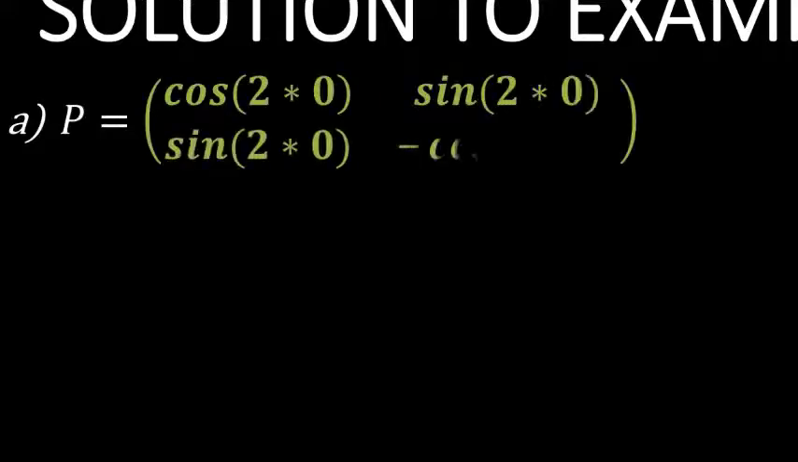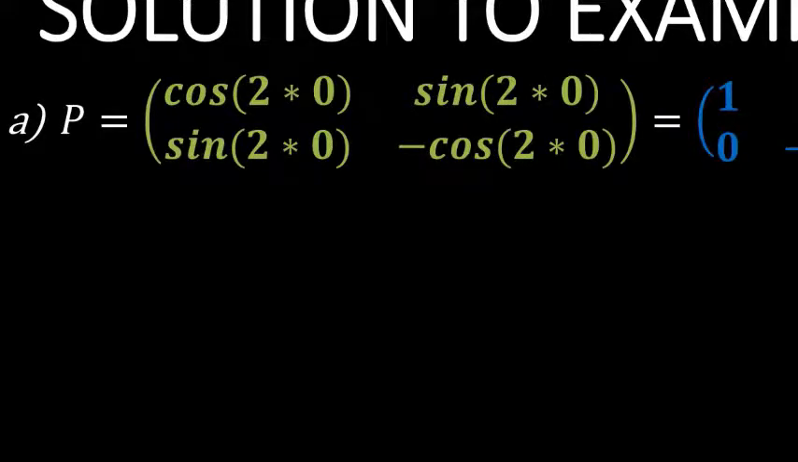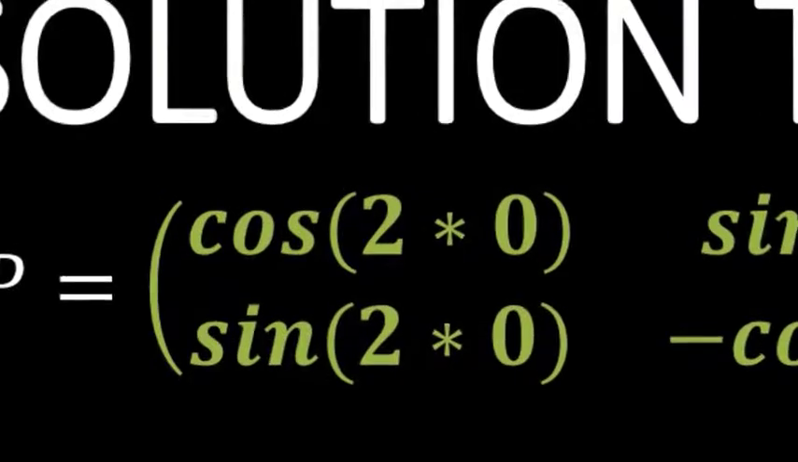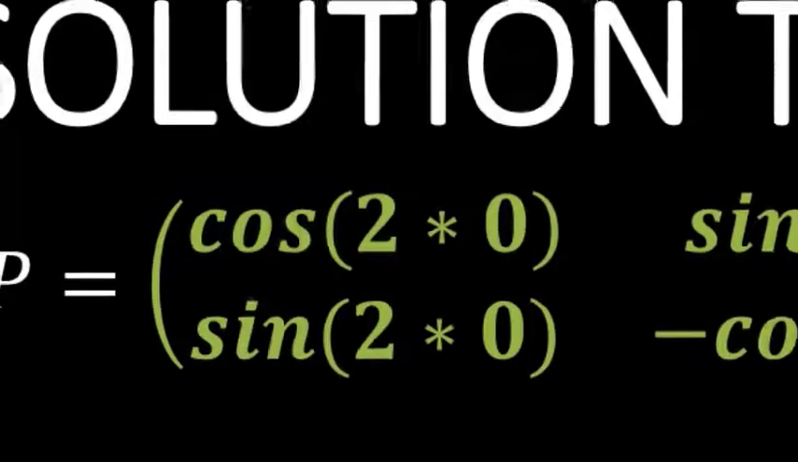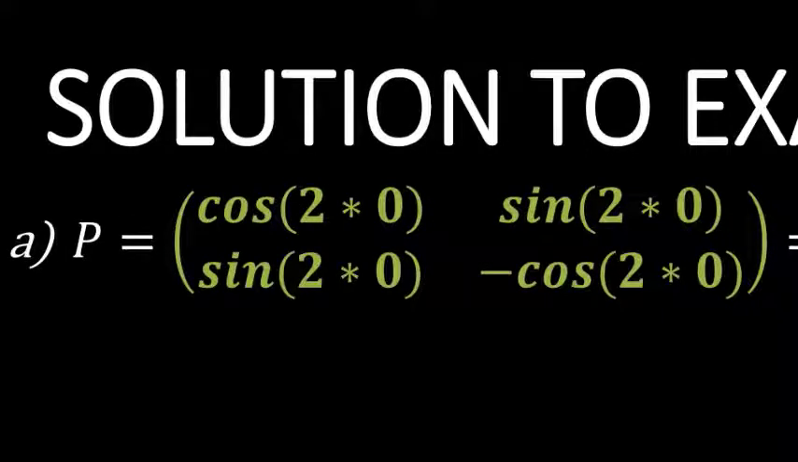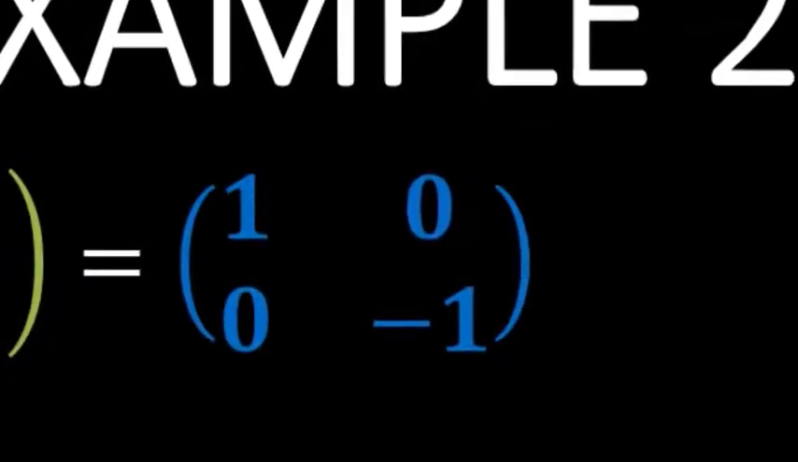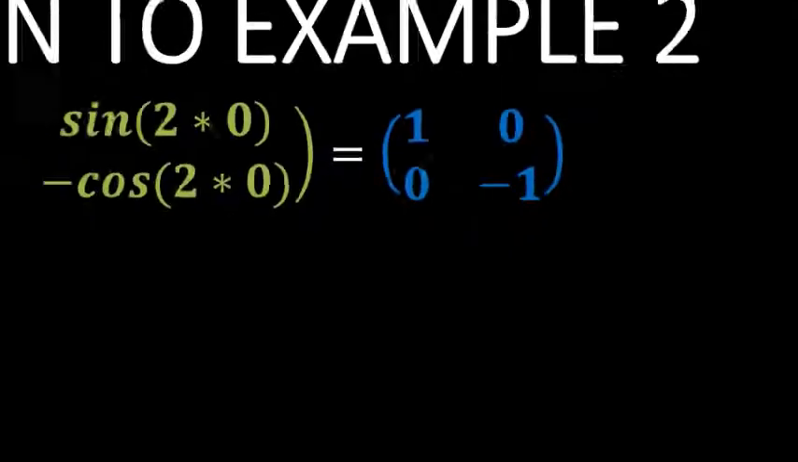Looking for the matrix, we know that reflection in the line y equal to 0, another name for that is the x-axis. And reflection in the x-axis, our theta equal to 0. We know that 2 times 0 is 0. So we have cos 0, sin 0, sin 0, negative cos 0. So our resulting matrix is 1, 0, 0, negative 1.